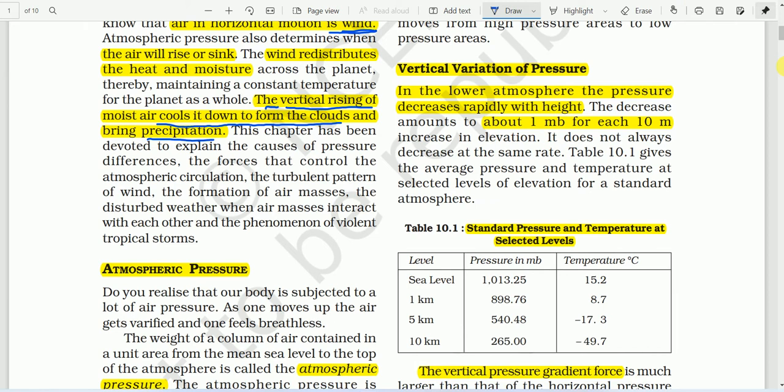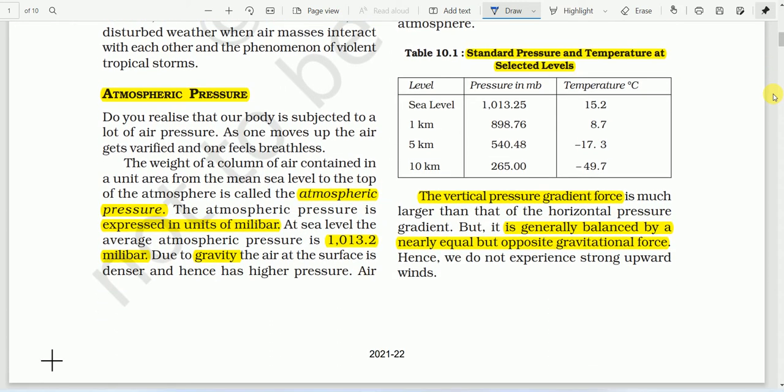In this chapter, we shall discuss the causes of pressure differences, forces that control the atmospheric circulation, the turbulent pattern of wind, formation of air masses, the disturbed weather when air masses interact with each other, and the phenomenon of violent tropical storms, that is, the origin of tropical cyclones. For today, we shall discuss the concept of atmospheric pressure and its vertical and horizontal distribution.